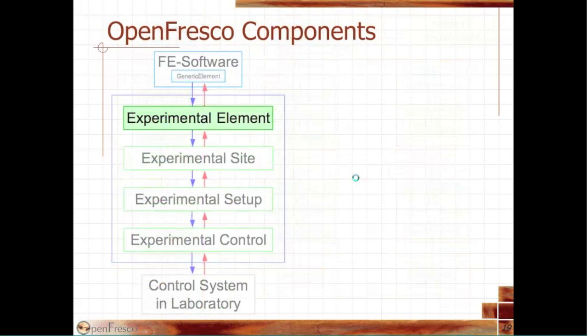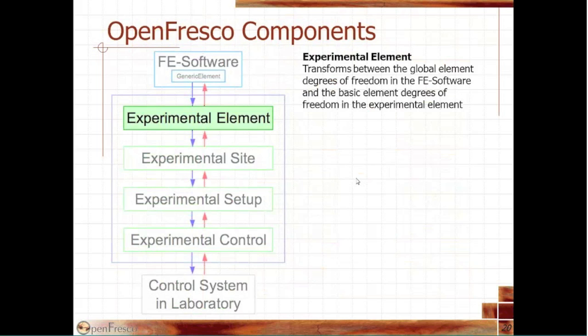If we now look at each of the 4 main objects in OpenFresco a little bit in more detail, what we do inside those objects. So let's start off with the experimental element. You can see that the experimental element transforms between the global element degrees of freedom in the finite element software and the basic element degrees of freedom in the experimental element.